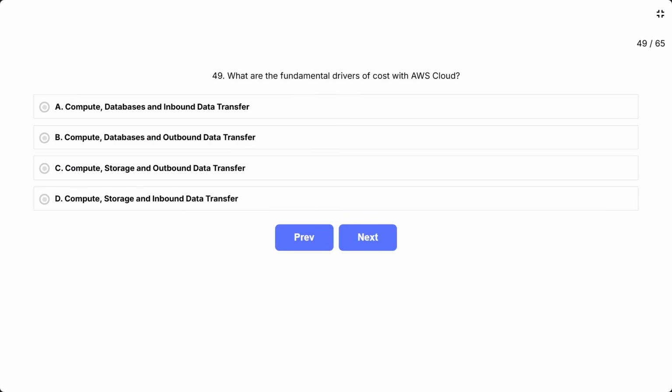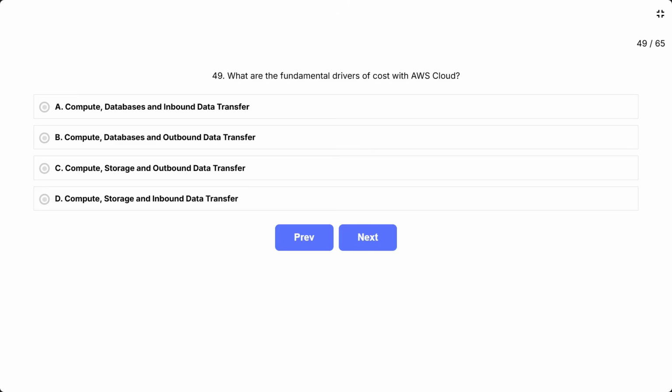Question 49. What are the fundamental drivers of cost with AWS Cloud? A. Compute, databases, and inbound data transfer. B. Compute, databases, and outbound data transfer. C. Compute, storage, and outbound data transfer. D. Compute, storage, and inbound data transfer. This question tests knowledge of the three core AWS cost pillars. AWS pricing is built around what you run, what you store, and what you send out.